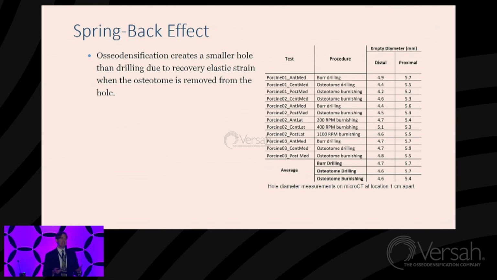And it depends on the density of bone. So if you're in very low density bone, then you have a little bit more forgiveness. But in higher density bone, you're probably going to have more springback.